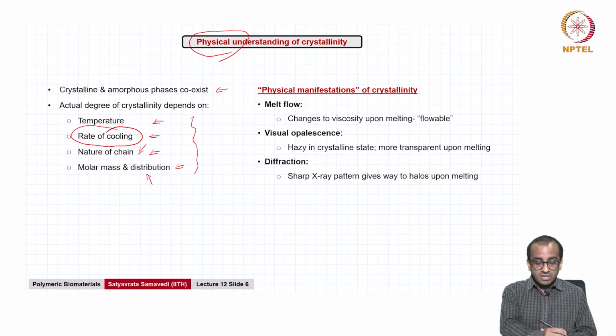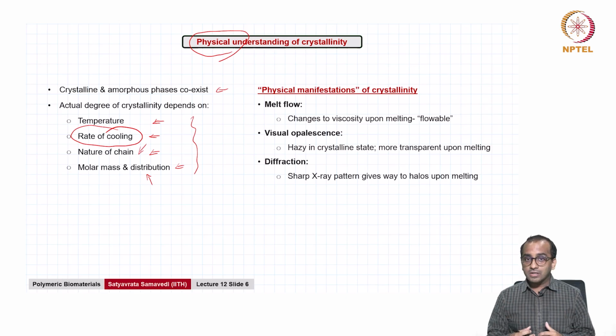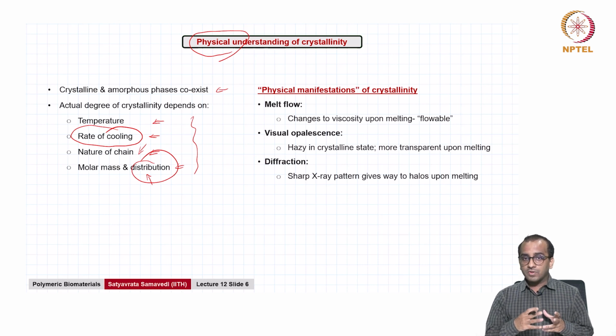And of course, molar mass will play a role as well. Longer chains will crystallize differently compared to shorter chains. The distribution also will have an effect, because the fact that different chains are of different lengths will also impact the amount of crystallinity achievable under a given set of conditions.